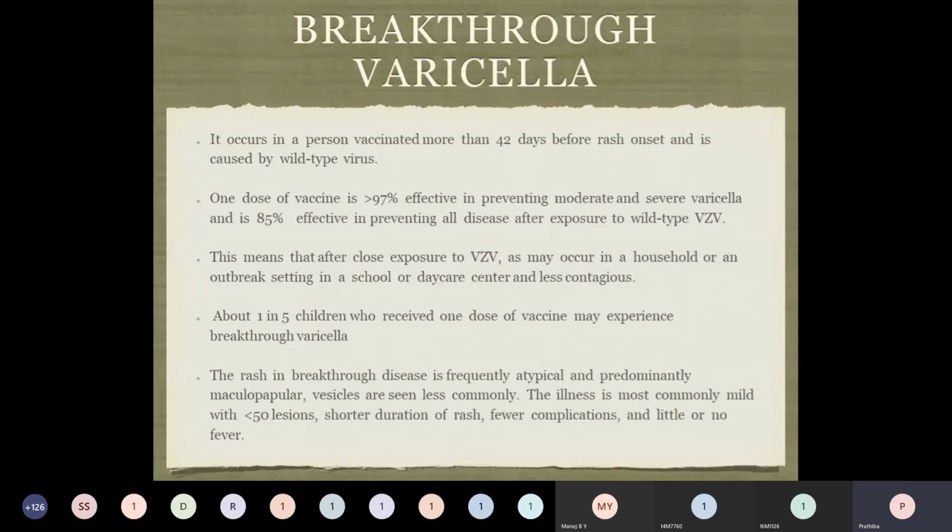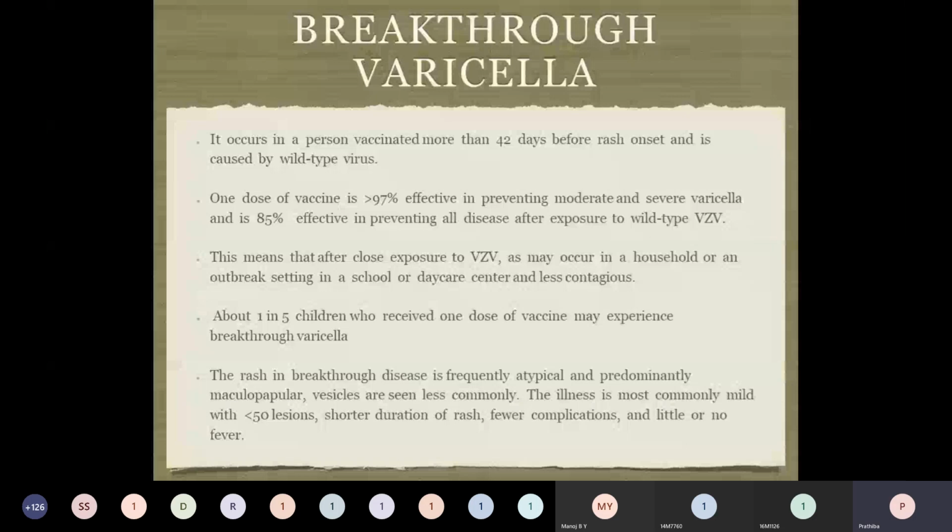One dose of varicella vaccine is more than 97% effective in preventing moderate and severe varicella, and 85% effective in preventing all disease after exposure to wild type varicella zoster. This means that exposure to varicella zoster, as may occur in a household or in an outbreak setting in a school or daycare center, is less contagious. About 1 in 5 children who have received one dose of varicella vaccine may experience breakthrough varicella.